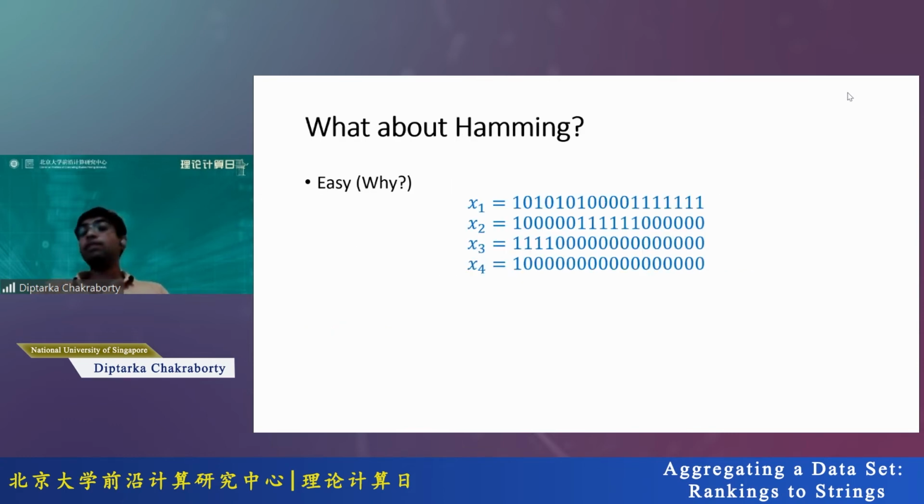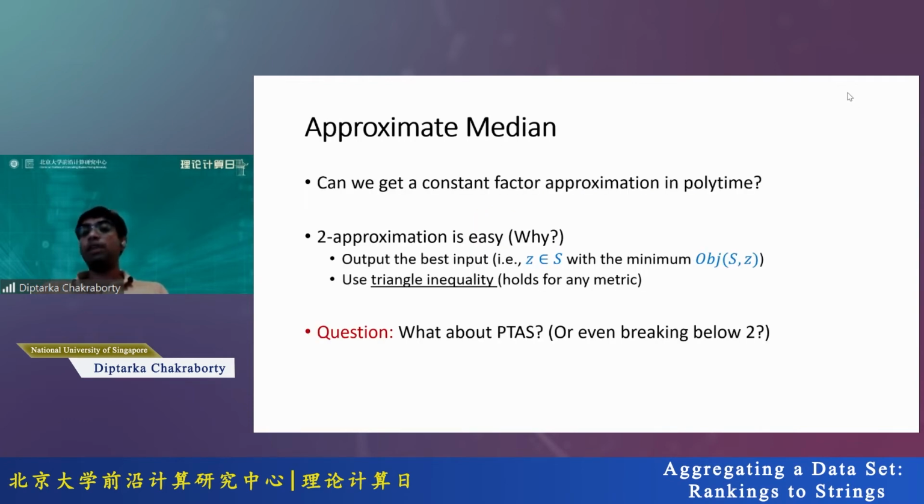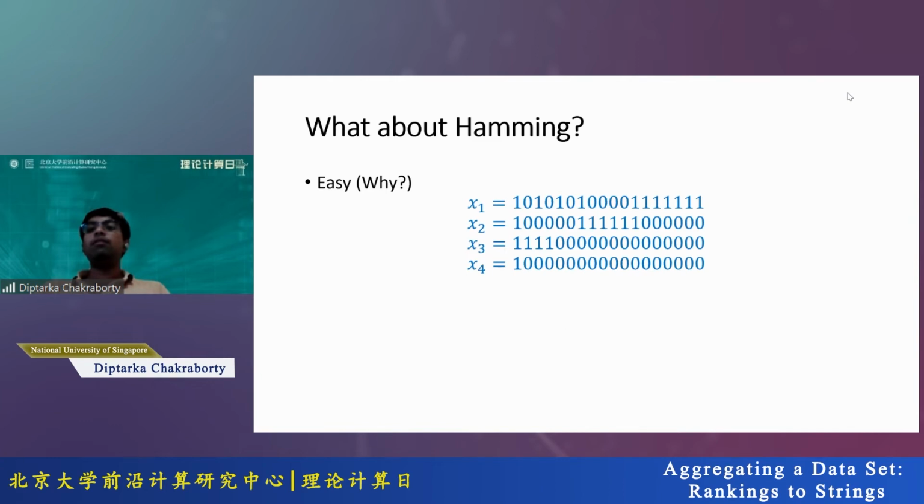So this is the story about edit distance. When we say that, I don't know how to break below two. But if I concentrate on a special case, if you recall, the Hamming distance is a special case of edit distance where the allowed edit operation is only substitution. Actually, in this particular case, this problem is very easy. Why?